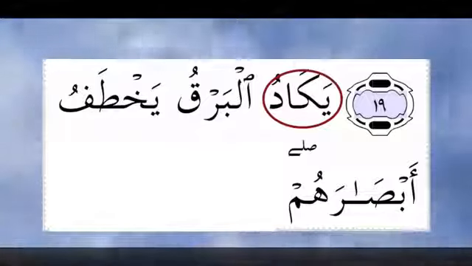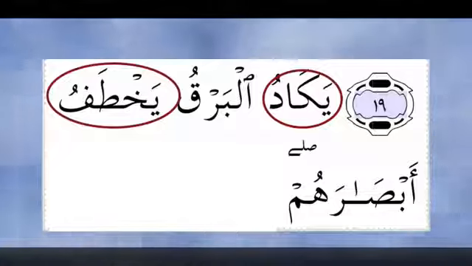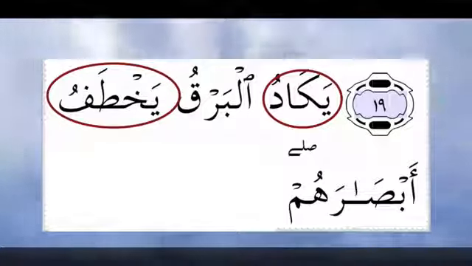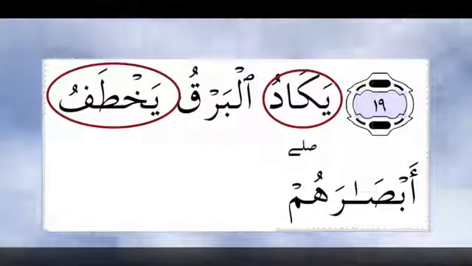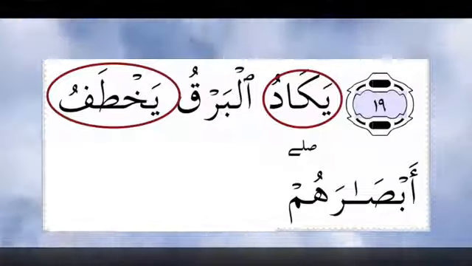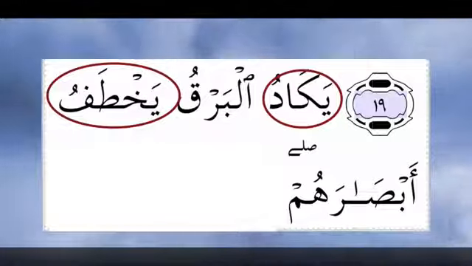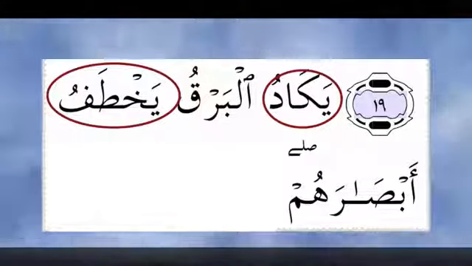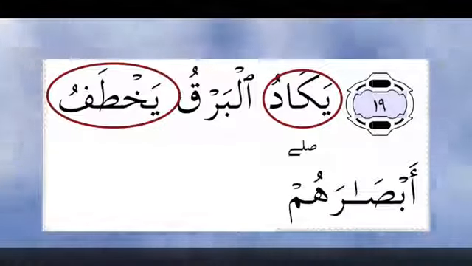So what we have here is absara. So absara is your maf'ulun bihi, and hum is your mudaf ilayhi. So the lightning almost snatches their eyesight. Absarahum is their eyesight. So that's a quick revision of the things which we learned and also analyzed in the Quranic ayahs.